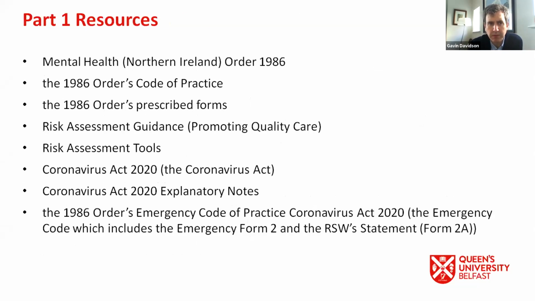Okay, so we've come to the end of part one, this overview of the relevant law and guidance. Just to remind you that you have available to you the 86 Order itself and the 86 Order's code of practice, the relevant forms under the order, regional risk assessment guidance and some of the tools associated with that, the Coronavirus Act and its explanatory notes, and crucially the emergency code of practice, which contains a really clear explanation of your role as relevant social worker, and the emergency Form 2 that you would complete if you're acting as applicant, and the Form 2A, which is the statement you would complete to accompany the emergency Form 2.